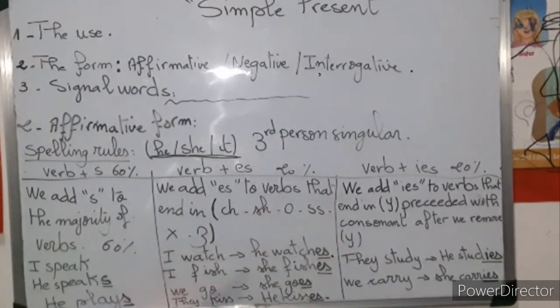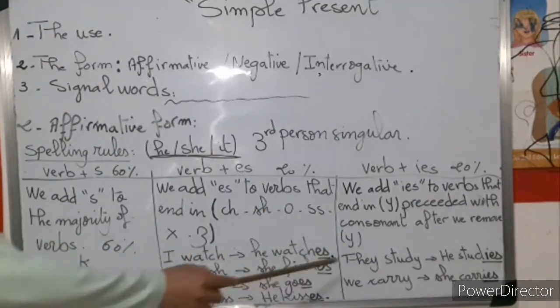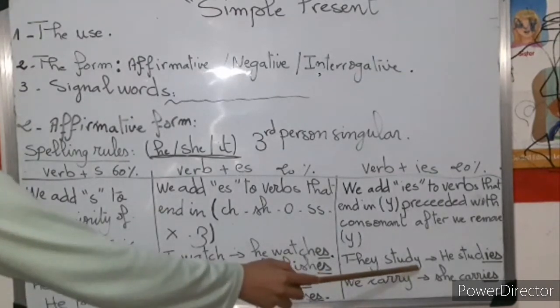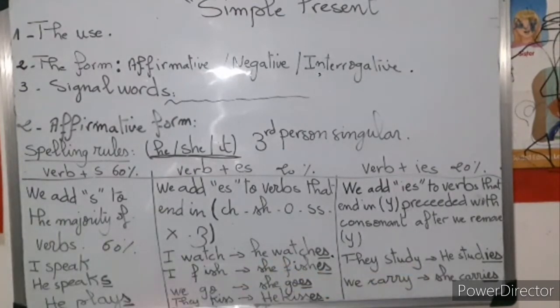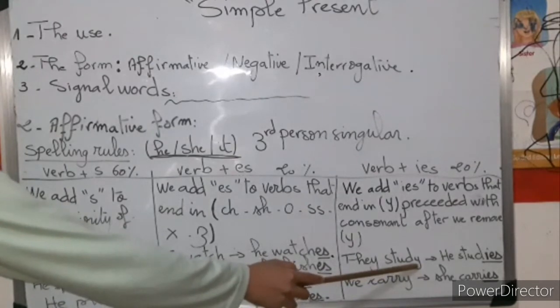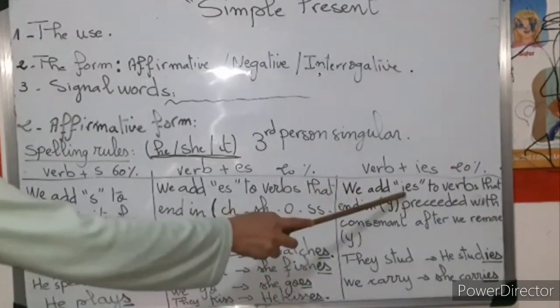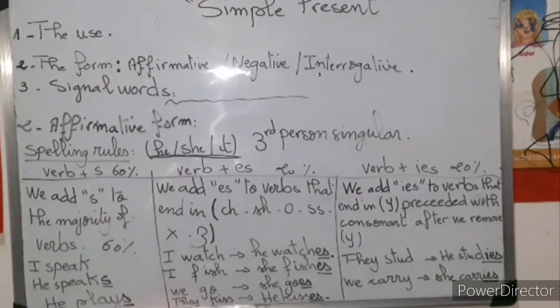So let's see the example and you're going to understand more. They study. Study is a verb that ends in y, yes? And the y is preceded by a consonant. D is a consonant, okay? So what shall we do? We remove the y, you delete it, and I write ies. Okay, let's see the second example.